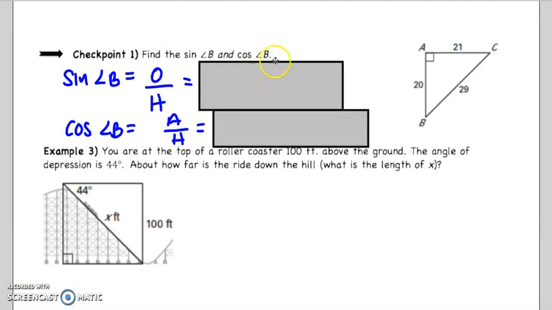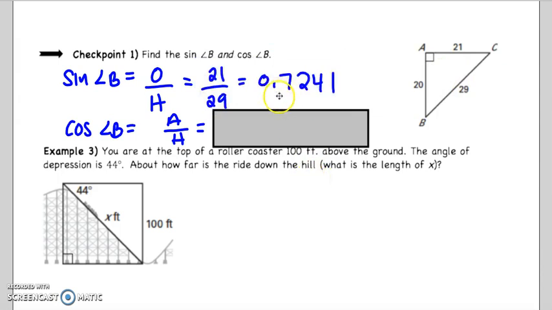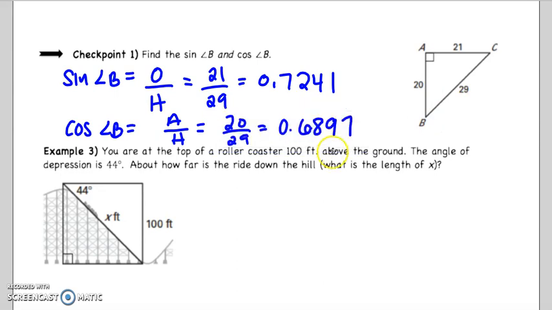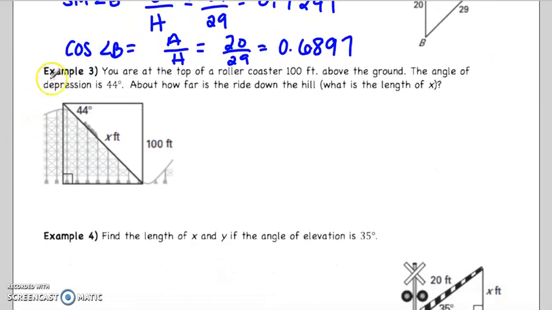All right, so after you've worked this out, sine of angle B again is the opposite divided by the hypotenuse. So you should have done 21 divided by 29, which is 0.7241. If you were looking for the cosine of B, you are going to take, this time, the adjacent divided by the hypotenuse. So you should have done 20 divided by 29, which comes out to be 0.6897. All right, correct whatever you need to.